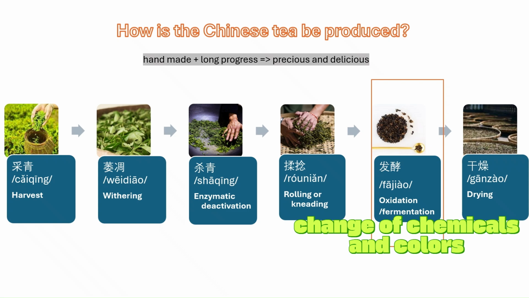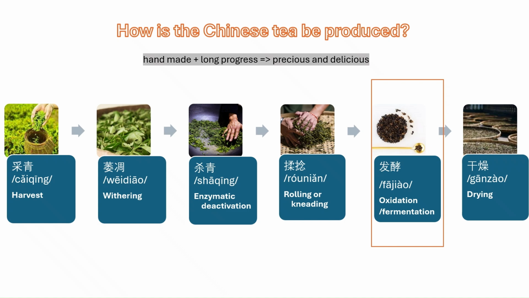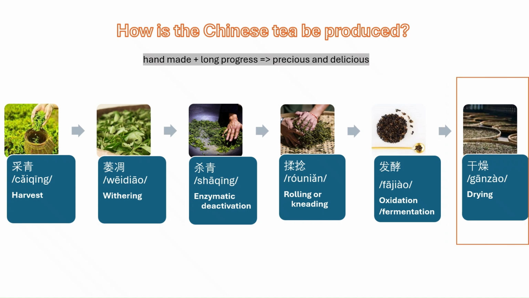Parallel to the oxidation process, a simple or non-bacterial fermentation takes place. Both processes, oxidation and fermentation, are inseparable. While oxidation modifies the color of the leaf, fermentation alters its flavor and aroma.